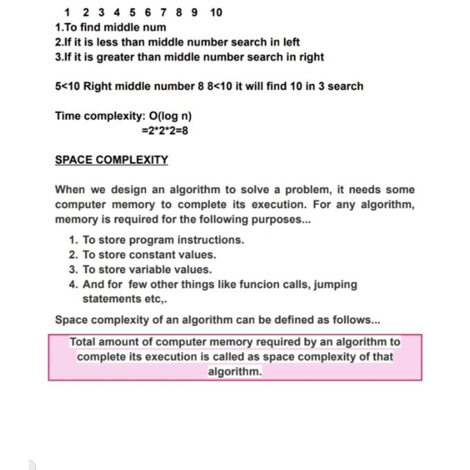Then we will see about space complexity. When we design an algorithm to solve a problem, it needs some computer memory to complete its execution. For any algorithm, memory is required for purposes like storing the program instructions, constant values, variable values, and things like jumping statements and function calls. For all these we need memory. The total amount of computer memory required by an algorithm to complete its execution is called space complexity. That is, for an algorithm we define how much memory it will take. That is known as space complexity.